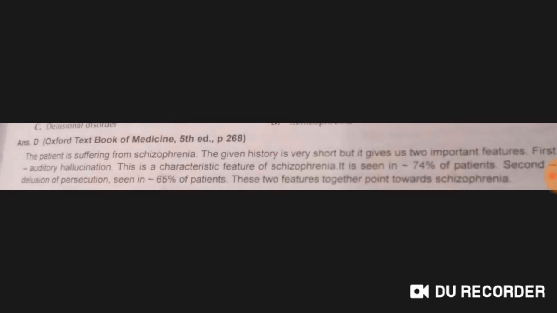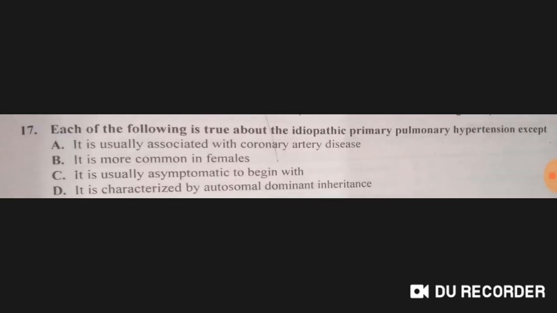The given history is very short, but it gives us two important features. First, auditory hallucination. As we know, in schizophrenia, third person auditory hallucination is most common. This is a characteristic feature of schizophrenia. It is seen in 74%. Second, delusion of persecution, seen in 65% of patients. These two features together point towards schizophrenia.